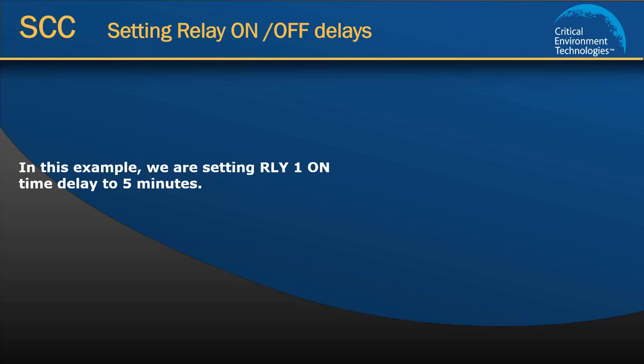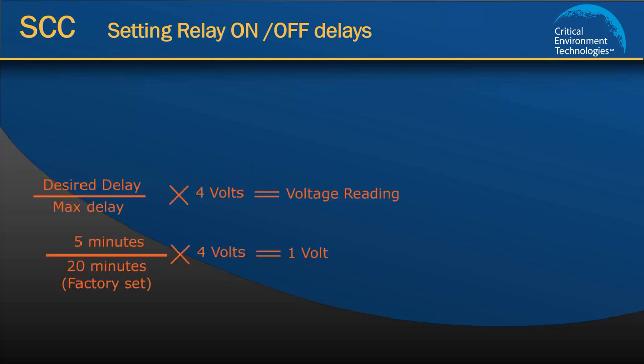First, we need to calculate the corresponding voltage for 5 minutes. Using the formula on the screen, we know the desired delay is 5 minutes. The factory default max delay is 20 minutes. So the corresponding volt reading for 5 minutes is 1 volt.